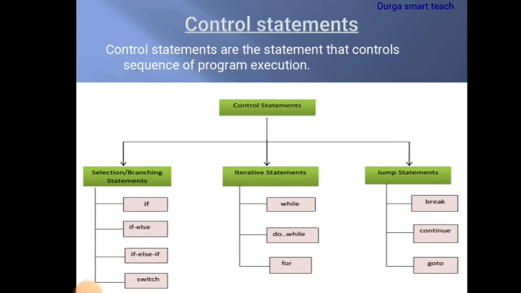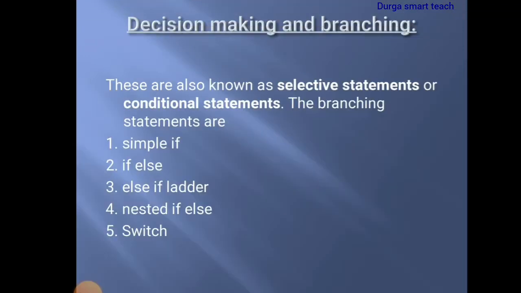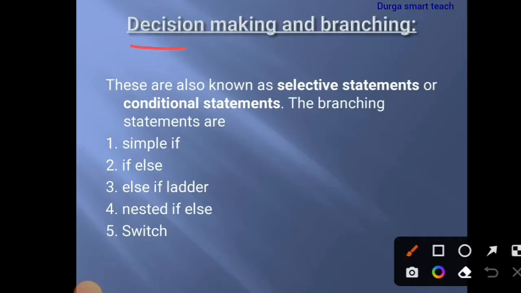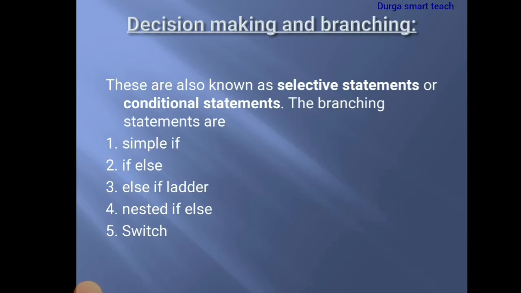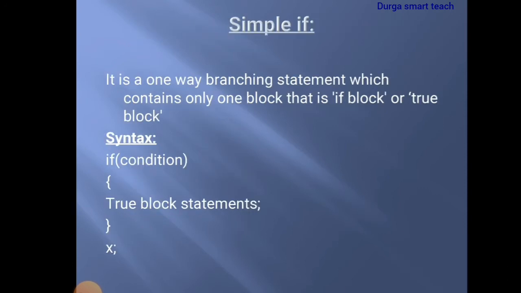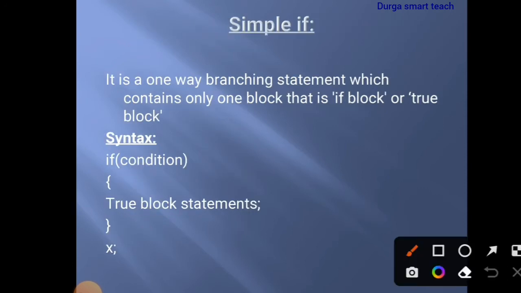The first one is selection or branching statements, also known as decision making statements. There are 5 types: simple if, if else, else if ladder, nested if else, and switch statement. Let's see them one by one. The first one is simple if. It is a one-way branching statement which contains only one block, that is the if block or true block.